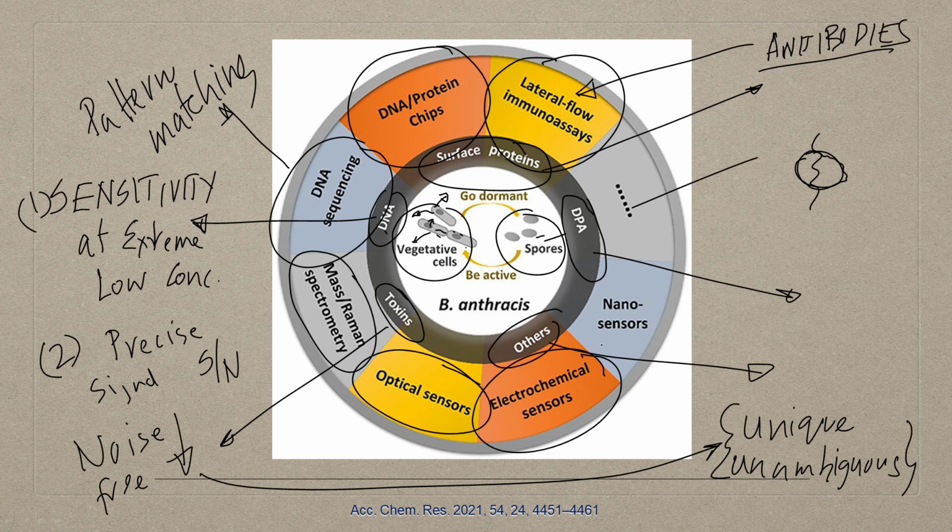where any of these target things, the surface protein, DNA, toxins and others, or DPA, all give an electrochemical signature. So, when we talk about electrochemical signature, these molecules either donate an electron to a receiver or accept an electron from a receiver, and by virtue of that electron transfer, there is a quantification of this transfer of electron from one chemical to another.